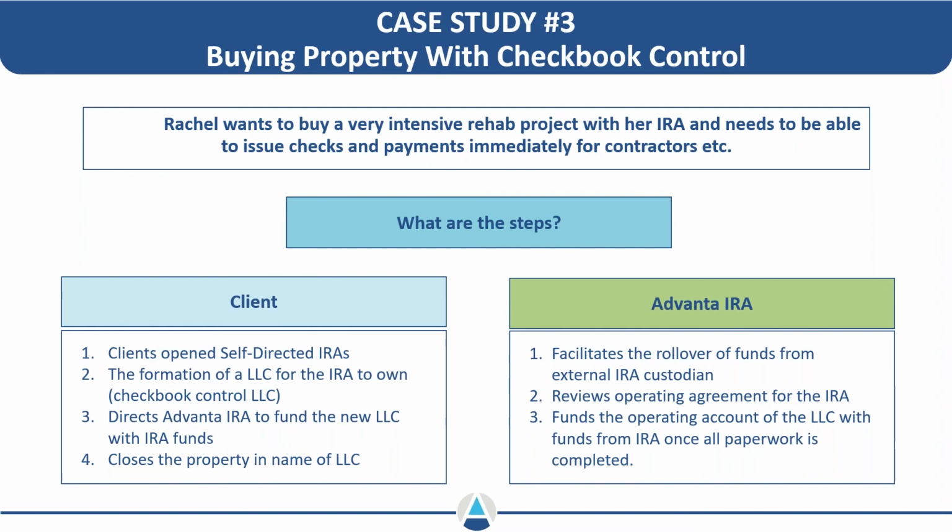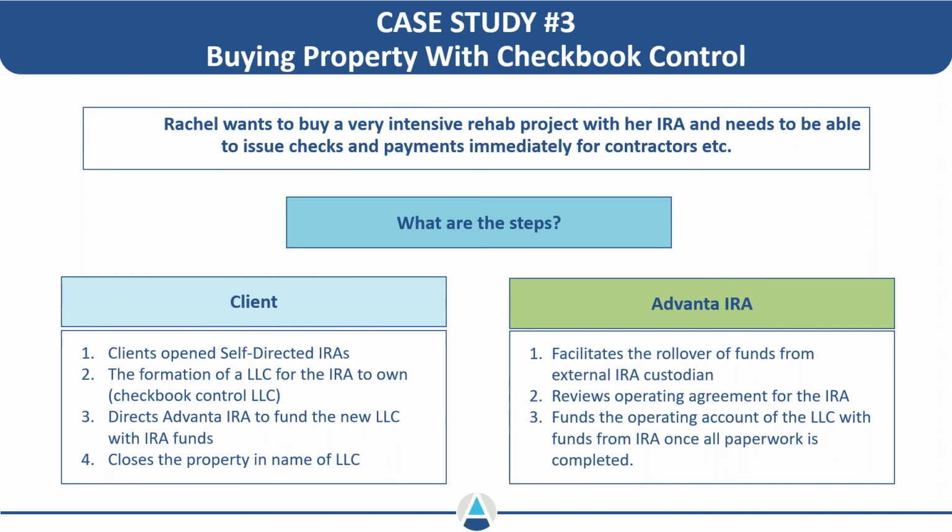So in this case, the IRA directly is not going to be buying real estate. We're going to be focused on the LLC. So the IRA is going to become a member of the newly formed LLC. Instead of providing us with closing documents and contracts, the client's going to open up the self-directed IRA. Rachel's going to go out and form the LLC for the IRA to own.